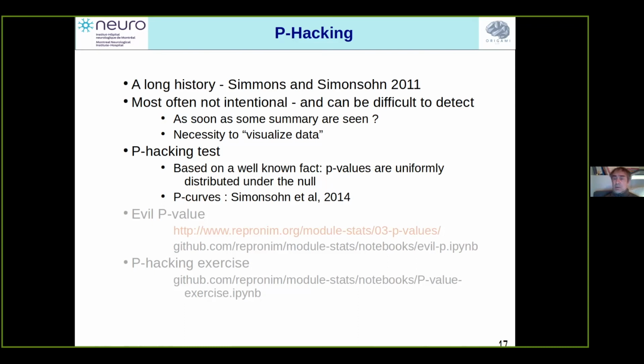And in this classic Simonson 2011 paper, they show that this procedure can lead to extremely large type 1 error, 60%, sometimes more than 50%. So there are tests to actually know whether in the literature there is some p-hacking, which is interesting. Again, this is not about fraud. This is just about bad standards and bad practices in terms of data analysis.